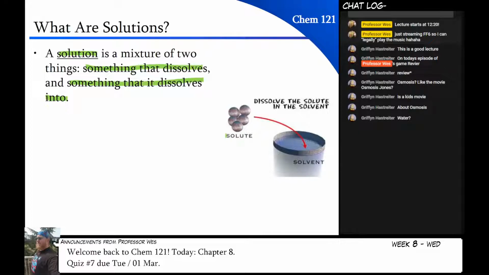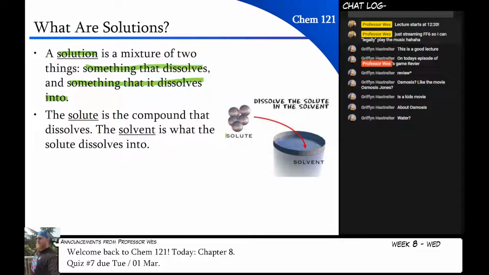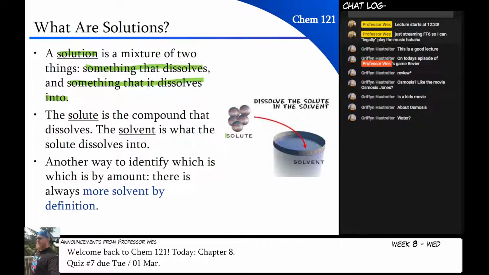And on my little cartoon here, you can see that the solute is what you dissolve. You put the solute into the solvent. Now, strictly speaking, by definition, there must be more solvent. And the reason that we ascribe that definition is there must be more of the solvent because otherwise you can't dissolve all the solute. You wouldn't get a solution. What you'd get is a mess.